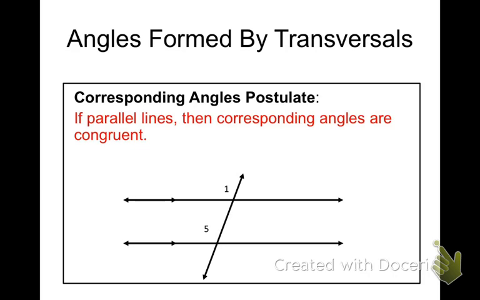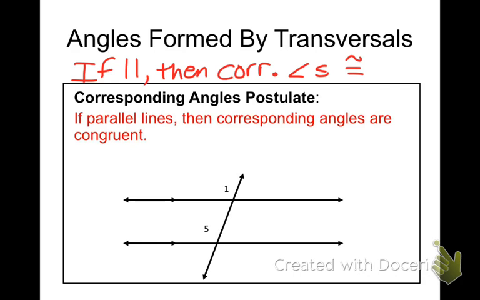Now, technically, it should be if two parallel lines are cut by a transversal as your hypothesis. But we're going to go lazy and just say if parallel lines, then our conclusion is corresponding angles are congruent. If it were me doing my proof, I would personally just do if parallel, then corresponding, abbreviated, angles congruent. That's the really lazy version. Feel free to do the really lazy version.